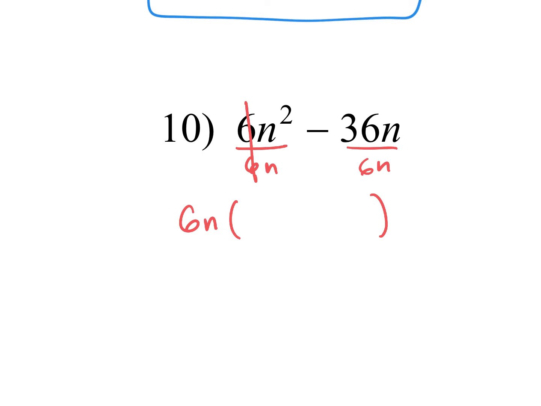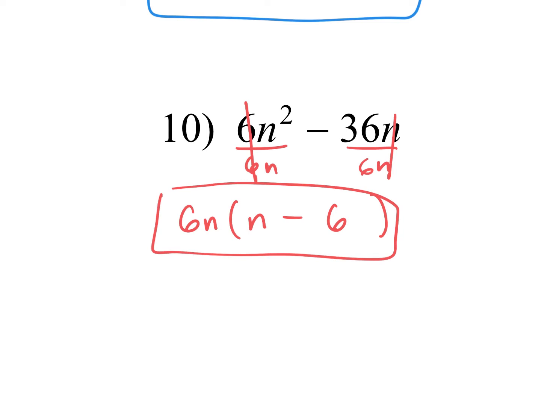If I have 2 n's and I take 1 away, how many am I left with? Just n. And then what's negative 36 divided by 6? 6. And then if I have 1 n and I take 1 away, then I have no n's. So this would be my answer. Can I factor this anymore? No, because it only has 2 terms inside the parentheses.